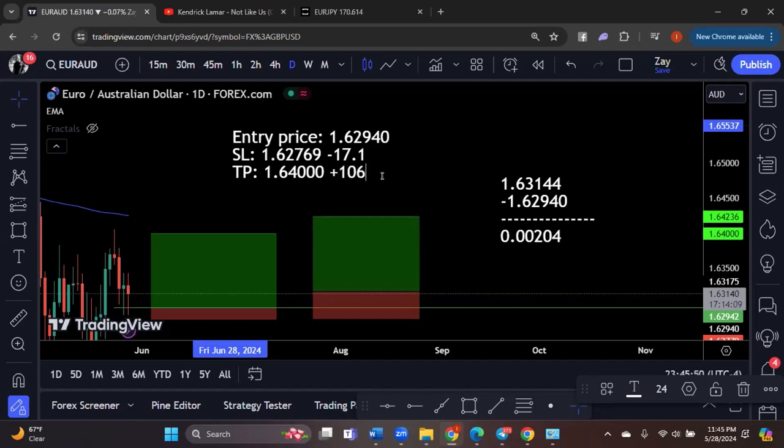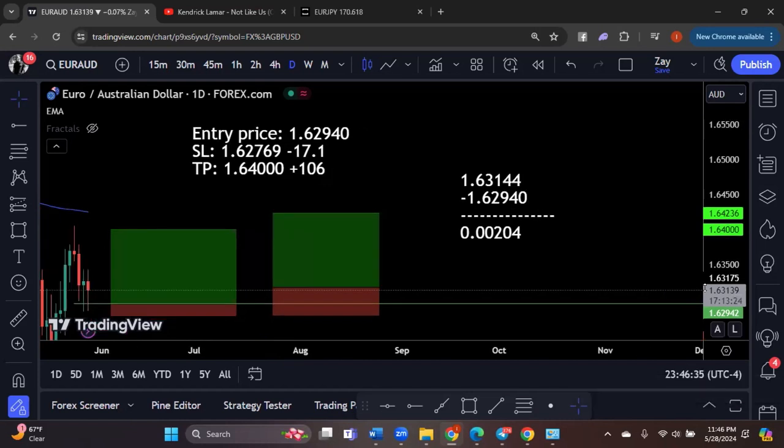Okay. So if you're buying, you see the entry price. In order to figure out how many pips you're risking, all you do is subtract your stop loss from the entry price. And then when you're going from TP, you subtract the entry price from the TP to calculate how many you're going to gain and how much you're going to risk. 1.63139 is where market is currently at.